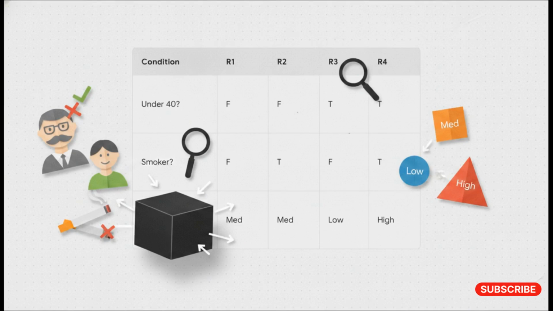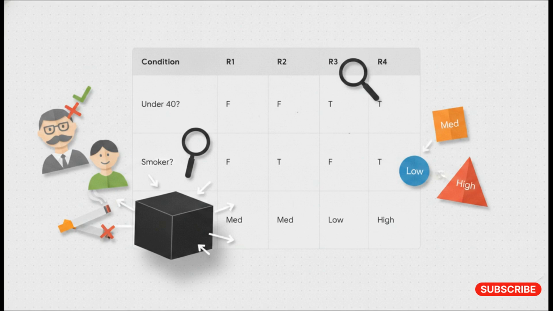Under Rule 1, if the applicant is older, so over 40, and a non-smoker, the outcome is Premium Tier 2, which is a medium premium. Interestingly, though, Rule 2 shows that if they're older but they do smoke, the outcome actually stays at a medium premium. But look down at the younger applicants.